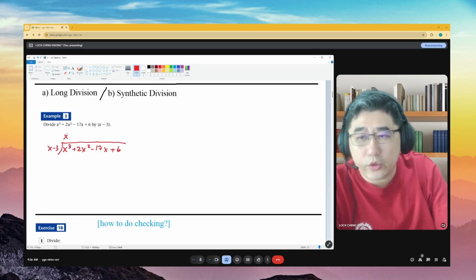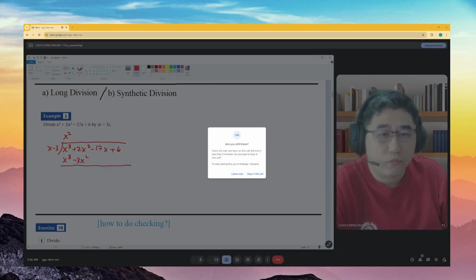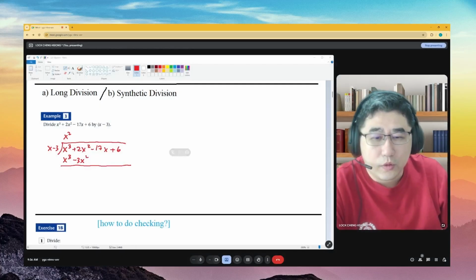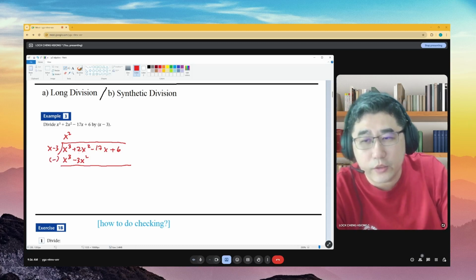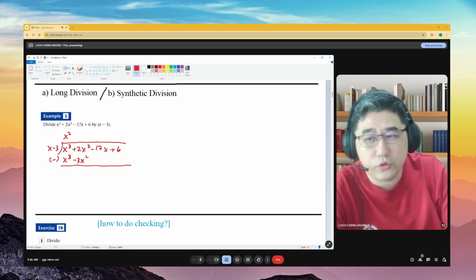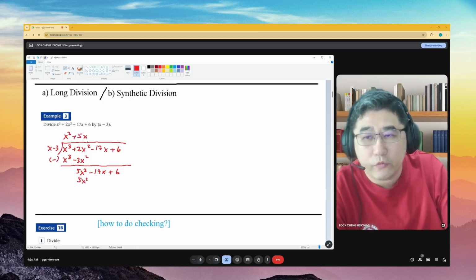So x squared times x gives you x cubed, x squared times negative 3 gives negative 3x squared. Draw a line. The operation is a minus, so x cubed minus x cubed is gone, 2 minus minus 3 gives you 5x squared, minus 17x plus 6. So plus 5x: 5x times x gives you 5x squared, 5x times negative 3 gives negative 15x.